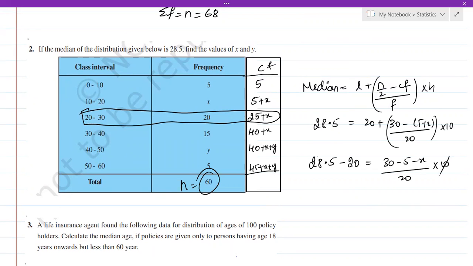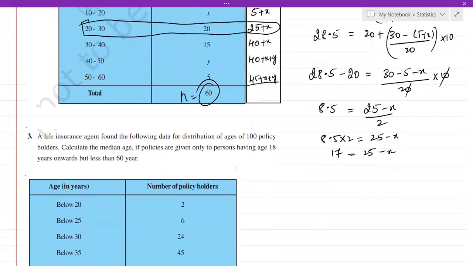So you can cancel 0 and 0 here. So 28.5 minus 20 is 8.5. That is equal to 30 minus 5 is 25, minus x divided by 2. Let's cross multiply. 8.5 into 2 equals 25 minus x. 8.5 into 2 is 17. 17 is equal to 25 minus x. So let's send minus x to the other side, 17 to this side. So minus x to the LHS will become plus x. 25 as it is, plus 17 to the other side will become minus 17. Which implies x is equal to 8.